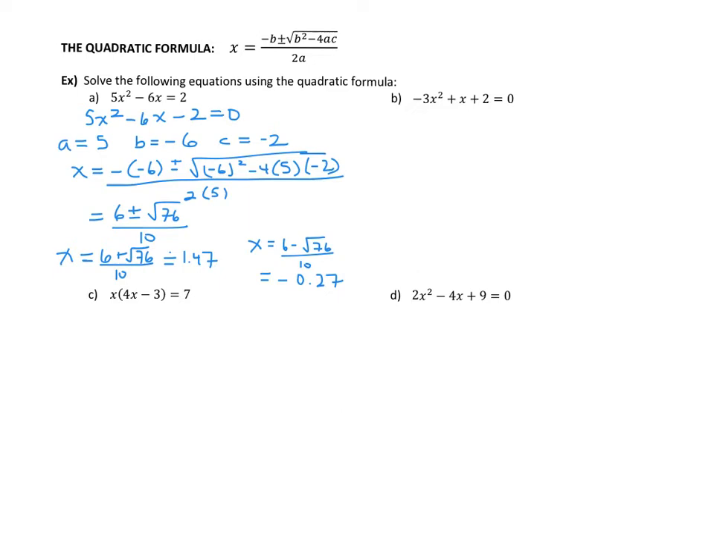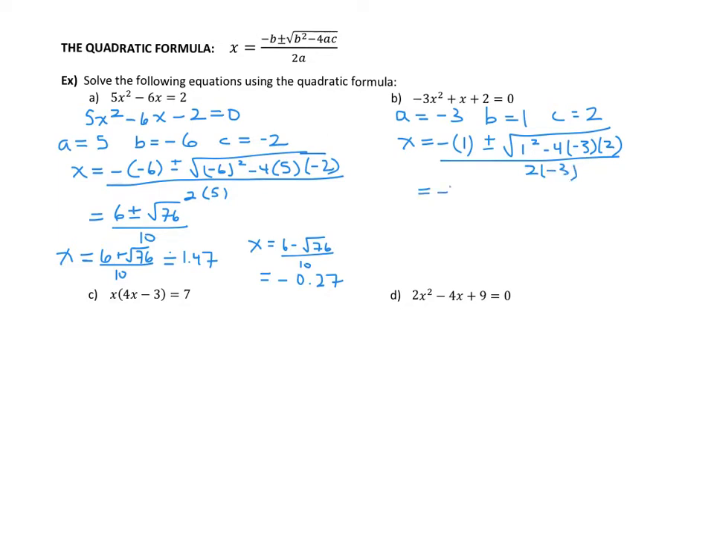All right, try the next one, maybe B and D, see how you get along with those. C, you're going to have to actually expand, simplify, get everything to one side on that. All right, so for part B, a is equal to negative 3, b is equal to 1. The coefficient of the x is 1, and c is equal to 2. So x equals negative b, so negative 1, plus or minus the square root of b squared minus 4 times a times c, all divided by 2a.